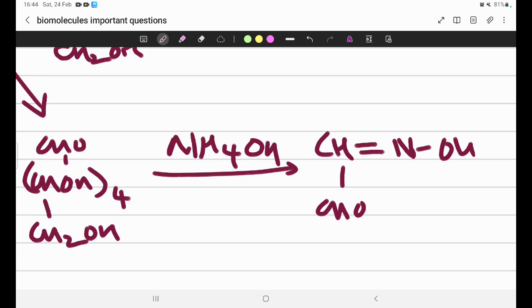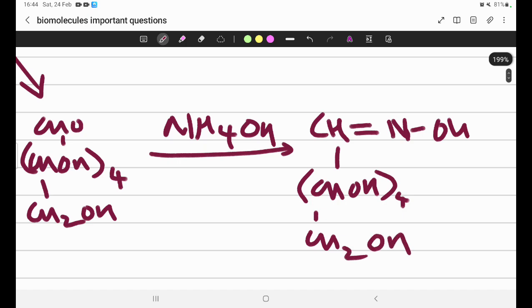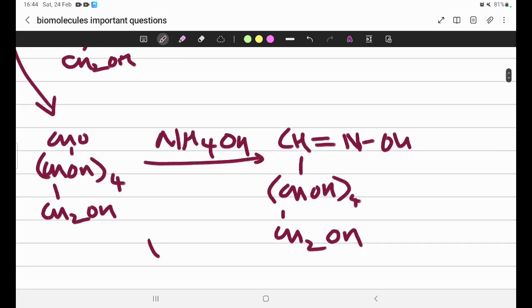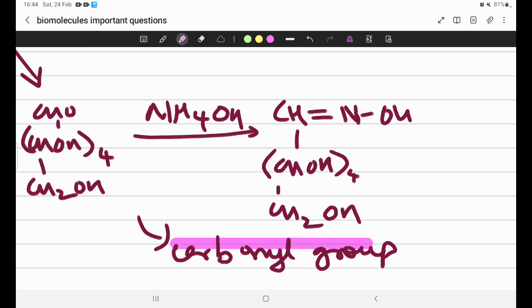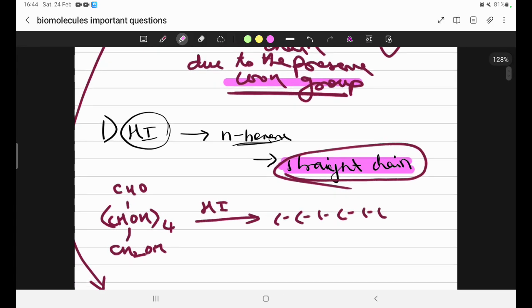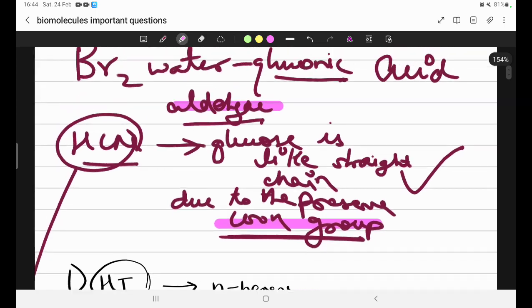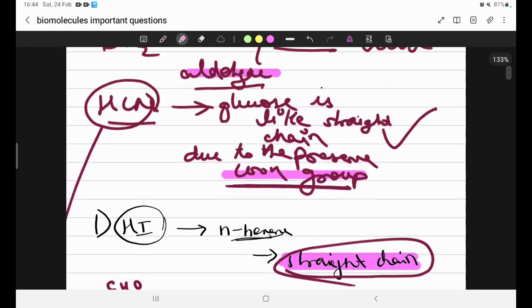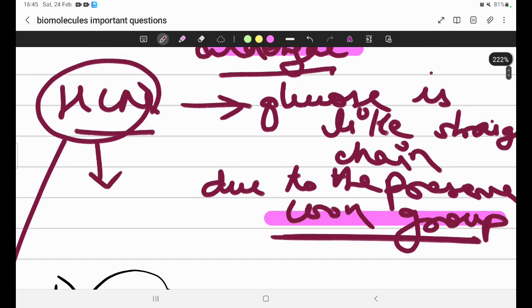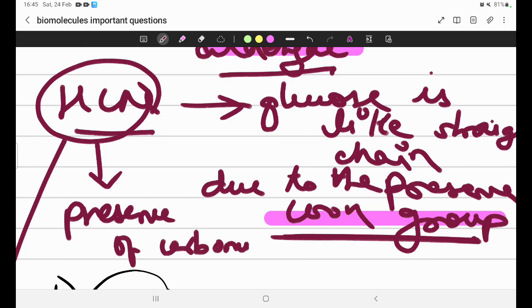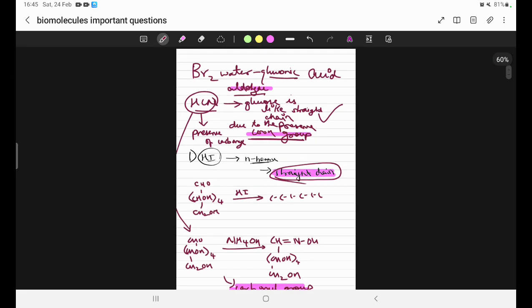Then everything else will be the same. CHOH the whole 4, and then CH2OH. So you can use this method to show the presence of a carbonyl group, or you can use the above method which I explained to you, HCN, to show the presence of the carbonyl group. So you can see these things.